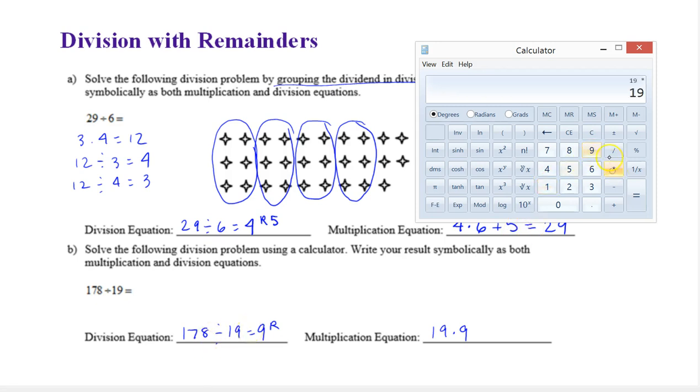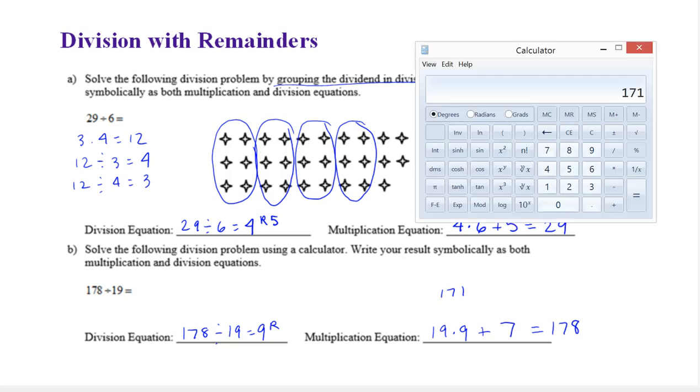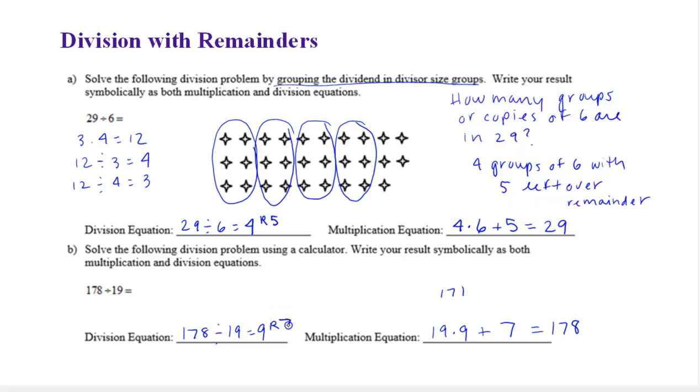Well, 19 times 9 is 171. And then we need to add on the remainder to get a result of 178. You could probably see somewhat easily that the number we'd add to 171 to get 178 is 7. But if you're not sure, or if you want to use the calculator for this process, you'd find this 171, then you take your original number, 178, and subtract off the 171 to get your remainder, which is 7. So we have remainder 7.